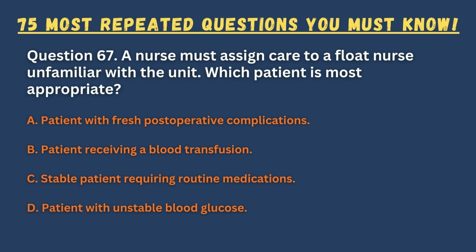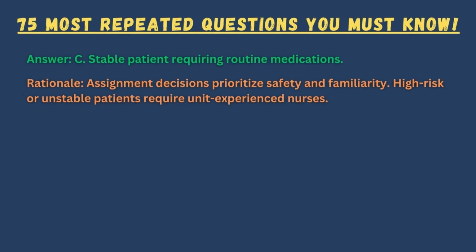Question 67. A nurse must assign care to a float nurse unfamiliar with the unit. Which patient is most appropriate? A. Patient with fresh postoperative complications. B. Patient receiving a blood transfusion. C. Stable patient requiring routine medications. D. Patient with unstable blood glucose. Answer. C. Stable patient requiring routine medications.